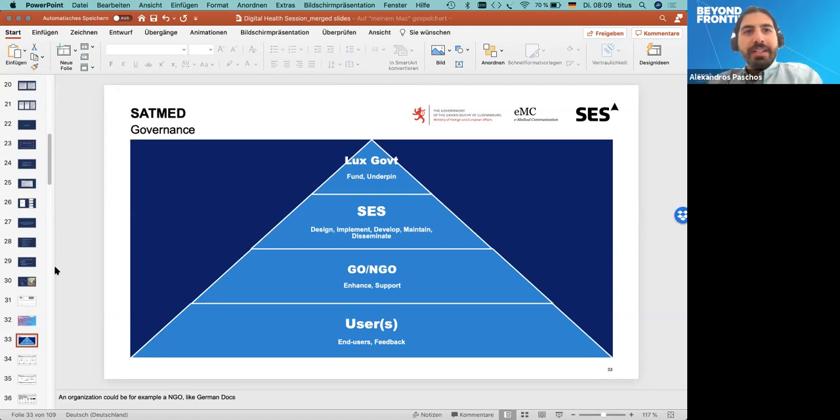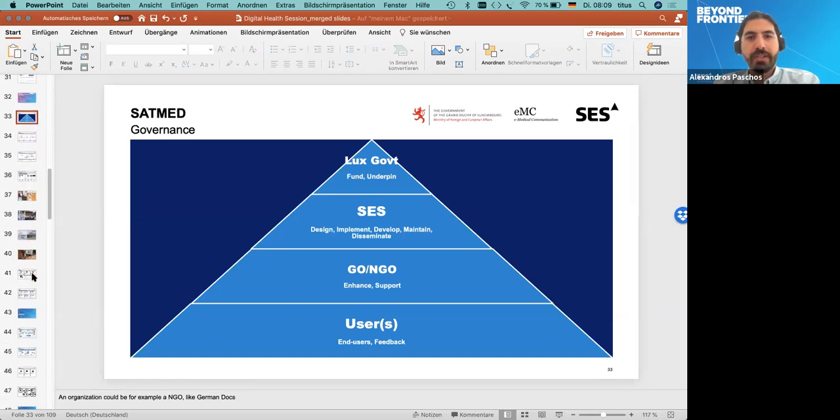Thank you. So let's start a bit by explaining what exactly is SATMED and what exactly is the SATMED project and its governance. So the SATMED project is a project that is funded and underpinned by the Luxembourgish government. It is then designed, implemented, developed, maintained, and disseminated within the user groups by SES, SES being the satellite operator. And at the third level, we have governmental organizations and NGOs with whom we work very closely into redesigning, getting feedback and new requirements from them. And at the bottom of the pyramid, we have the end users. So the end users that would like to use the platform for performing telehealth and other activities. Next slide.